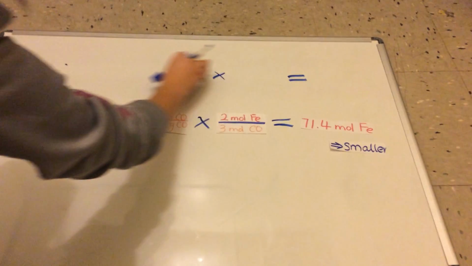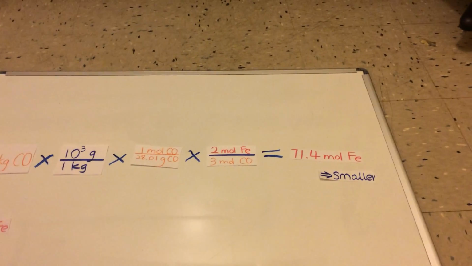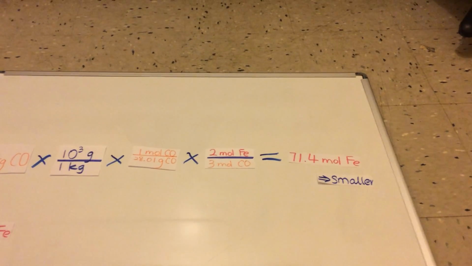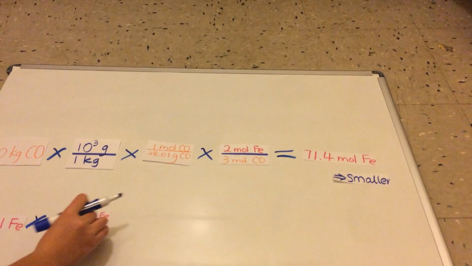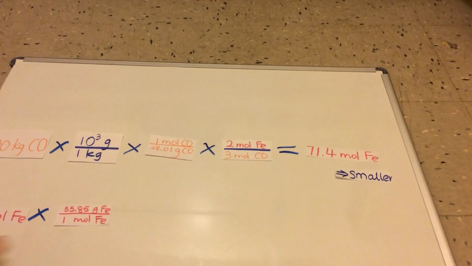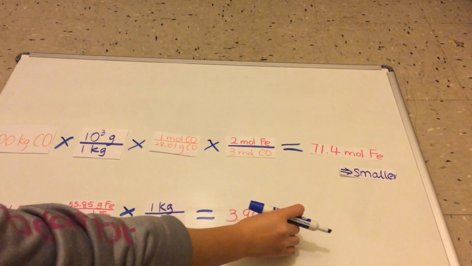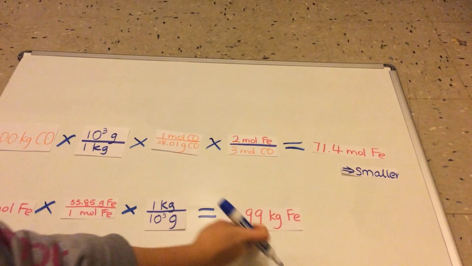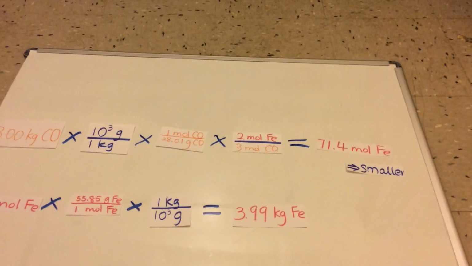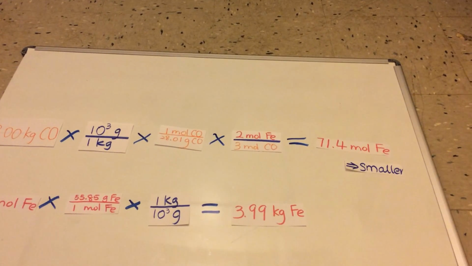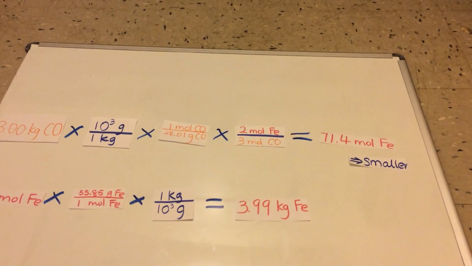And since we are trying to find the mass of iron that we can produce, we must multiply the moles of iron, in this case 71.4 moles of iron, by the molar mass, 55.85 grams per mole. Then convert it into kilograms to get 3.99 kilograms of iron, with the same number of significant figures as the beginning value. So, with 7.00 kilograms of iron(III) oxide and 3.00 kilograms of carbon monoxide, we can produce 3.99 kilograms of iron.